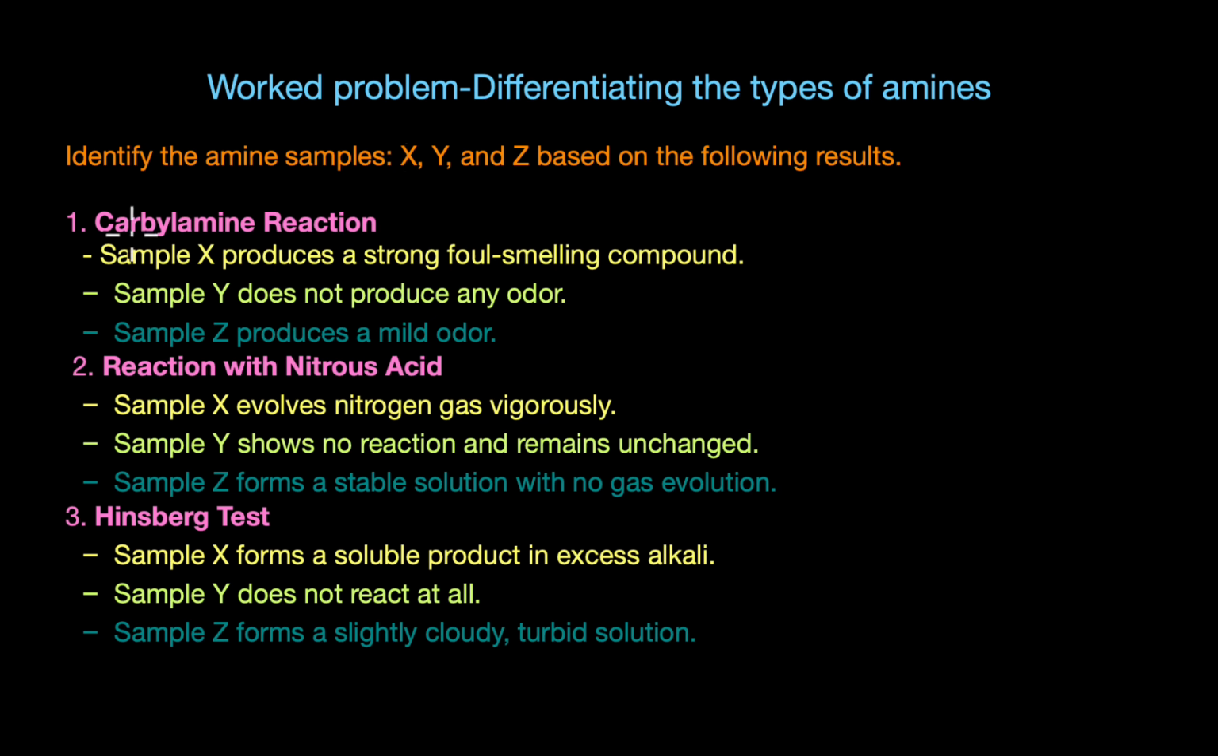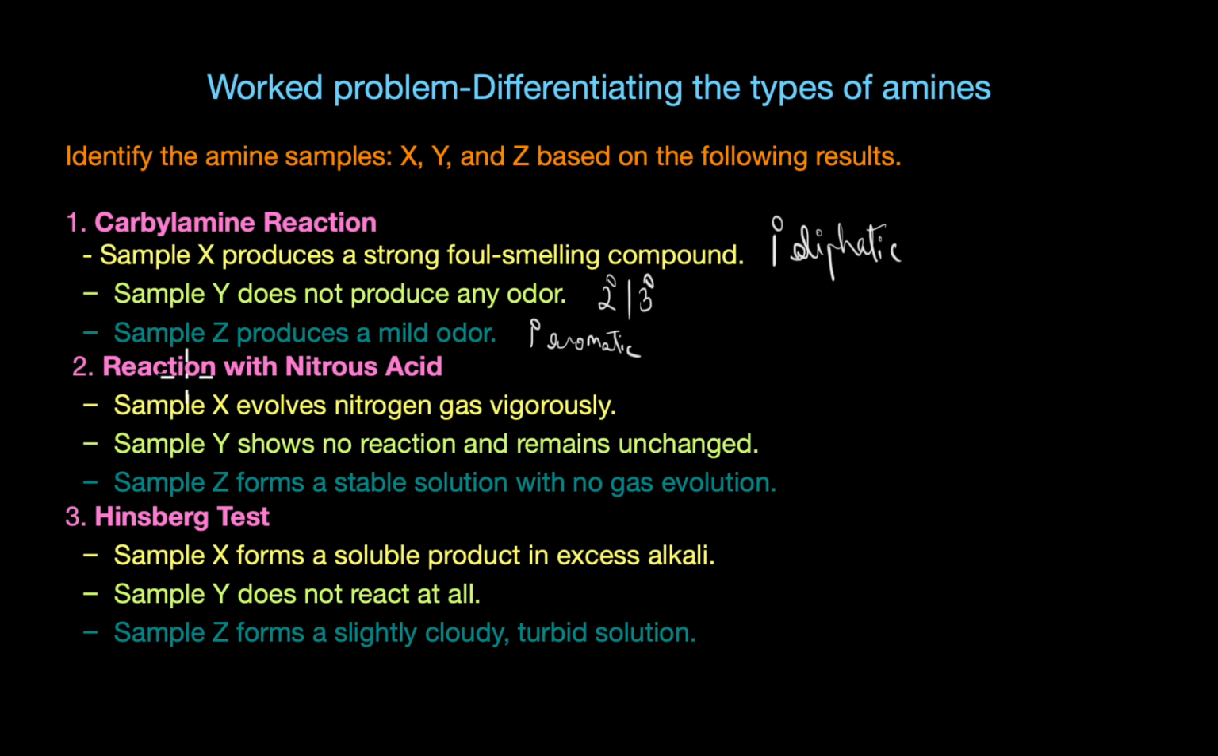Okay. So let's look at the first reaction, carbylamine reaction. It says X produces a strong foul smelling compound. So that means X is most likely a primary amine, or a primary aliphatic amine, to be more specific. Correct? Y does not produce any odor, which means Y can be secondary or tertiary. And Z produces a mild odor. Okay, the fact that we are getting the odor means it has to be a primary amine, but since it's a mild odor, it is most likely a primary aromatic amine. Correct? Because if it's an aliphatic amine, we would get a strong foul smelling odor.